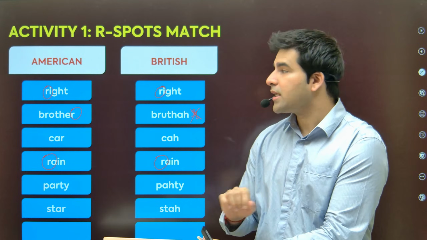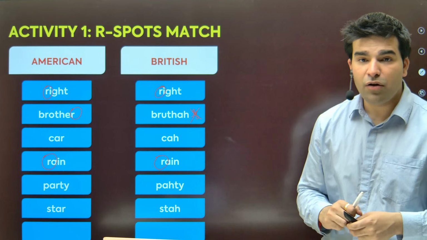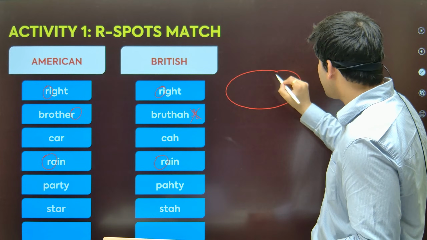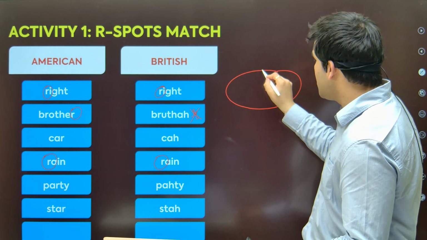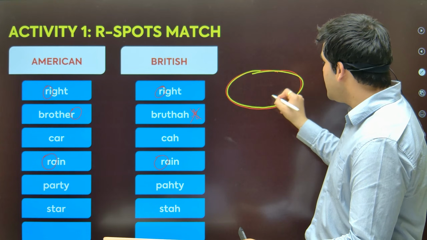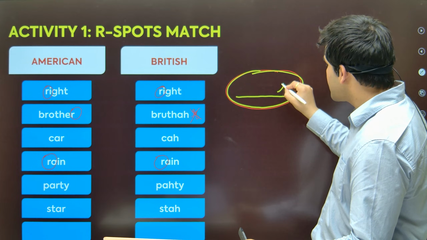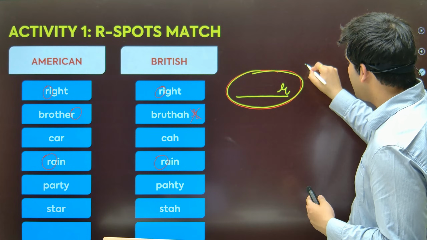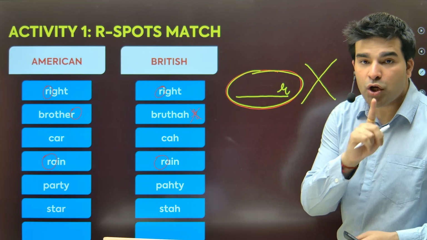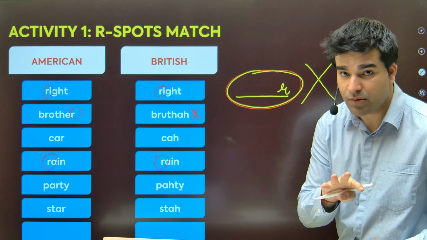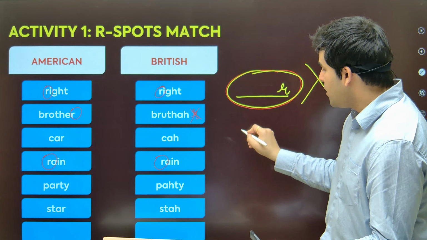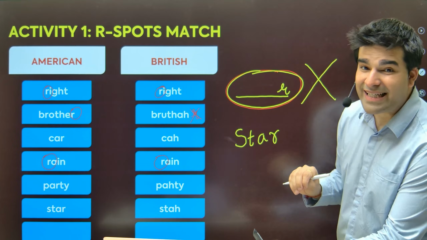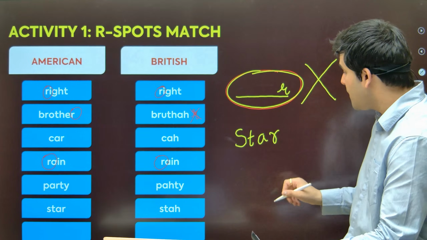Okay, now I wanted to tell you one secret, remember? The secret is, if R comes in the end of the word in standard English, imagine there's a word, and in the end of the word, there is R. Okay? In standard English, never pronounce it. It is silent. You never pronounce it. For example, in the word star, it is not star, it is star.